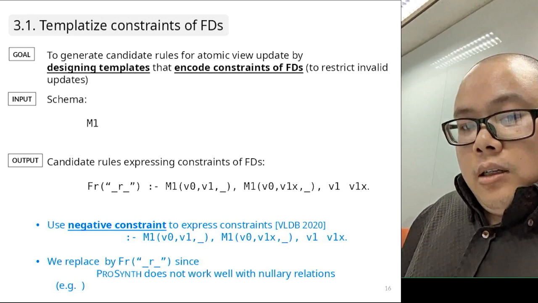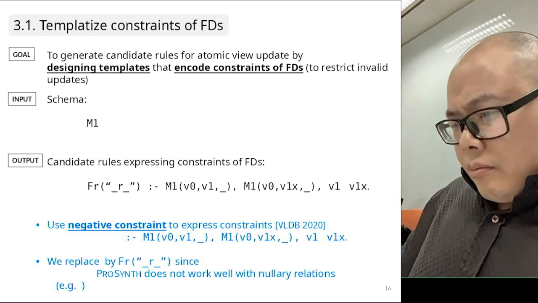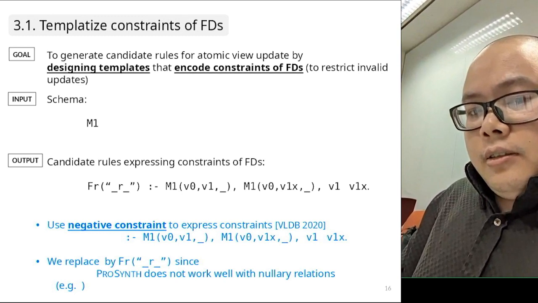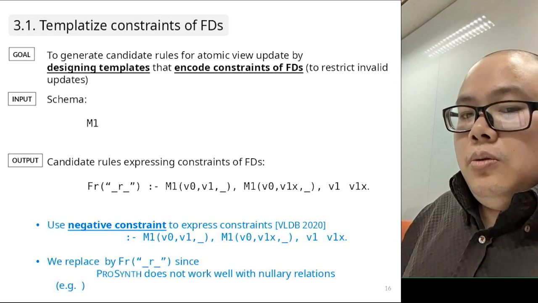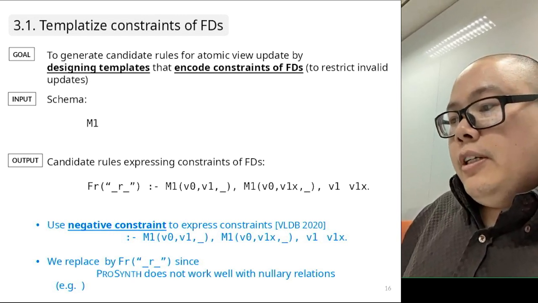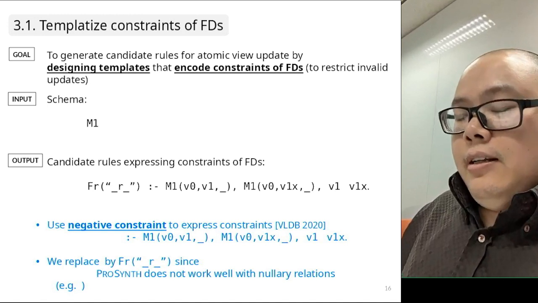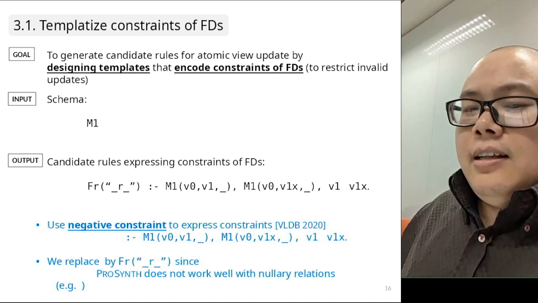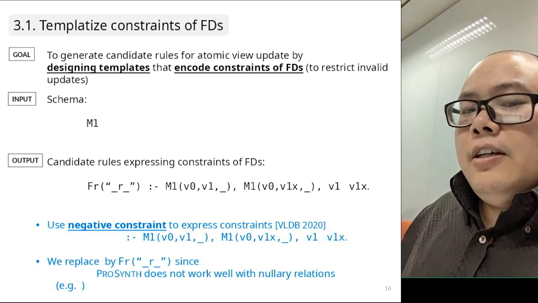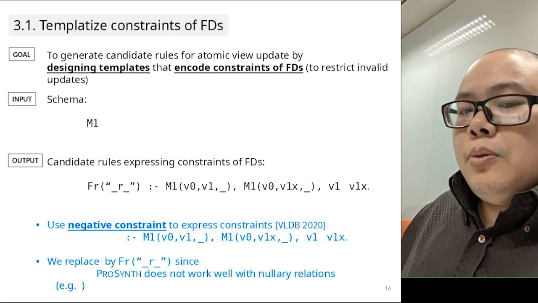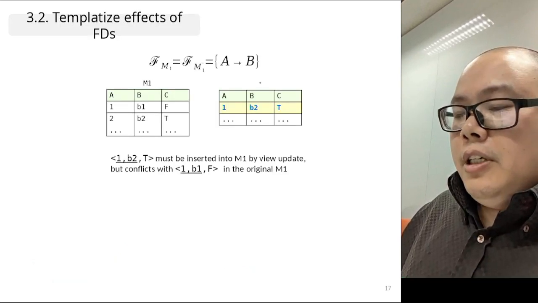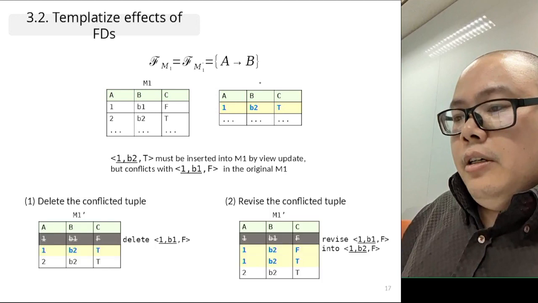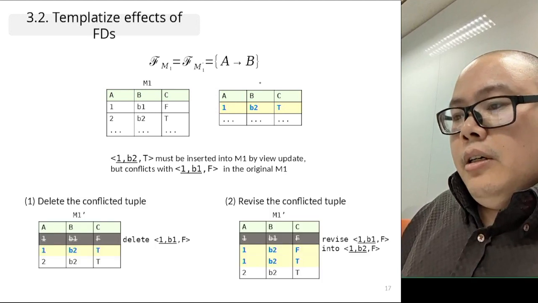The idea is we use negative constraint to express the integrity constraint, which is based on VLDB20. Normally, people use bottom, with the value of false, to express the negative constraint, but that does not work well with null relation like bottom, a relation with empty attributes, empty variables. So we replace bottom by a special relation holding one attribute. It's just a trick.